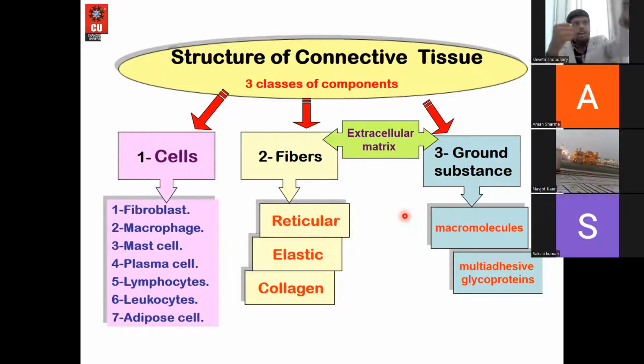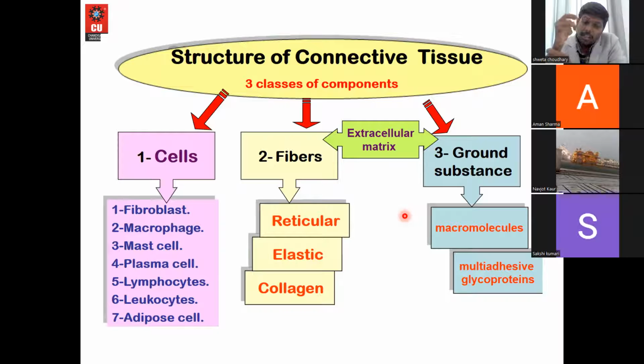Your ulna and radius of your hand are bound to each other by some fibers. I forgot the name of those fibers, but they are reticular fibers. Because of the presence of these fibers, we are able to rotate our hand. See, my bottom hand is not moving, but the top is moving. The reason is these two bones, ulna and radius, are stitched together by some fibrous substance, called reticular fibrous substance.